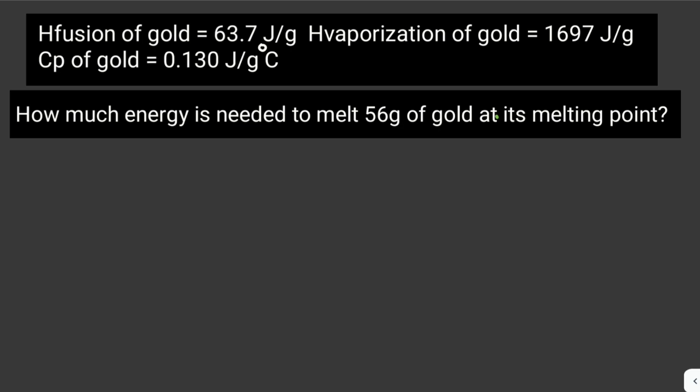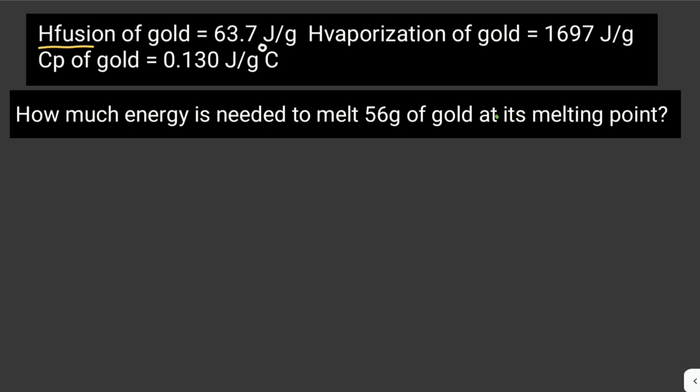Alright, let's solve this problem here. So we're given the heat of fusion of gold, or the latent heat of fusion. So what is heat of fusion or latent heat of fusion? It is the quantity of heat necessary to change 1 gram of a solid to a liquid with no temperature change. So heat of fusion is from solid to a liquid. And the heat of fusion of gold here is given as 63.7 joules per gram. And it's also given the heat of vaporization of gold, which is equal to 1697 joules per gram.